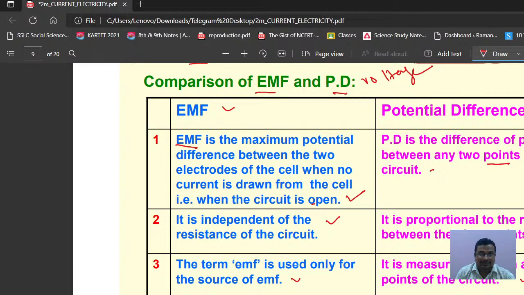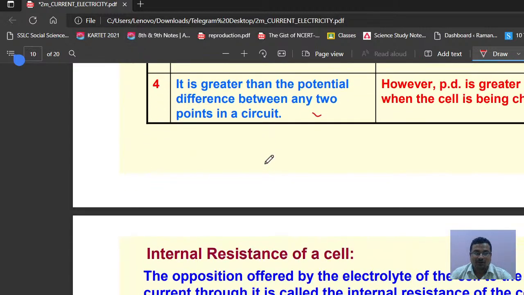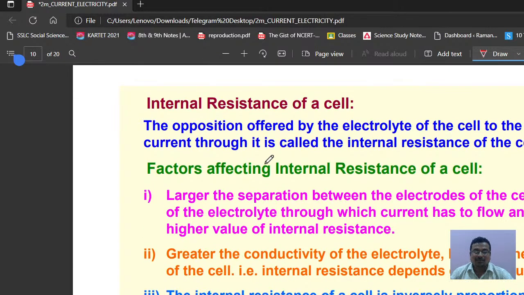The potential difference between any two points in a circuit is greater than EMF when the cell is being charged. So my dear friends, hope you understand. Now we are going to learn about the next topic, the internal resistance of a cell.